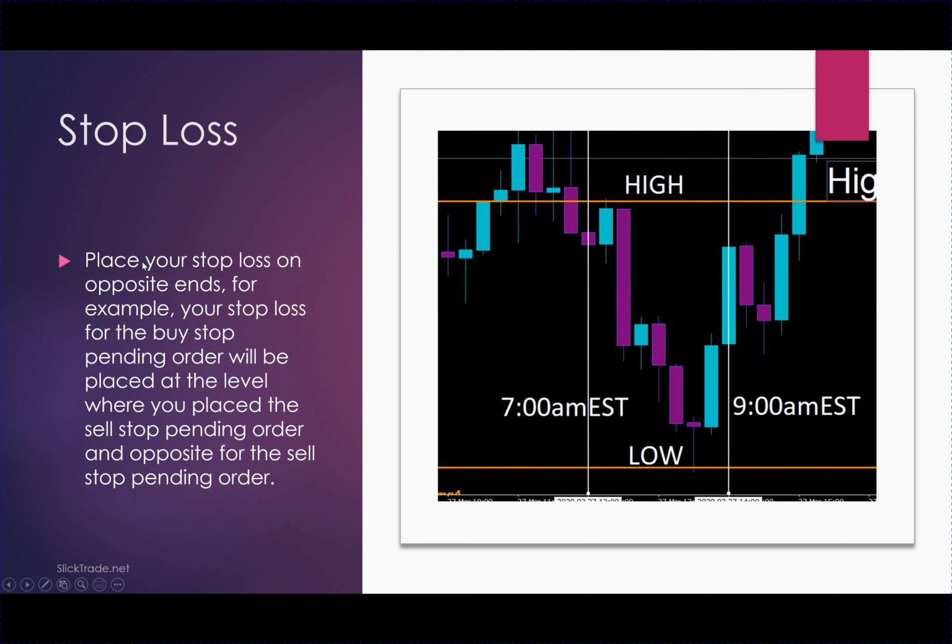You place your stop loss, okay, at the opposite end. So, for example, your stop loss for the buy stop pending order, okay, this would be your entry, and your stop loss would be here at the low, okay? And then for the sell, this would be your entry, or a few pips, okay, a few pips below, a few pips above, okay, but your stop loss for the short would be up here at this high line, okay.